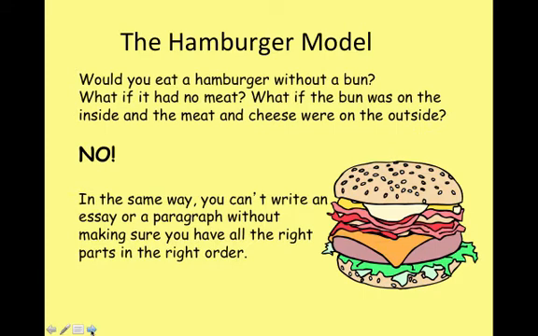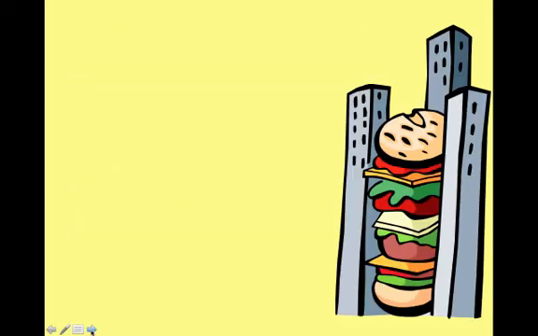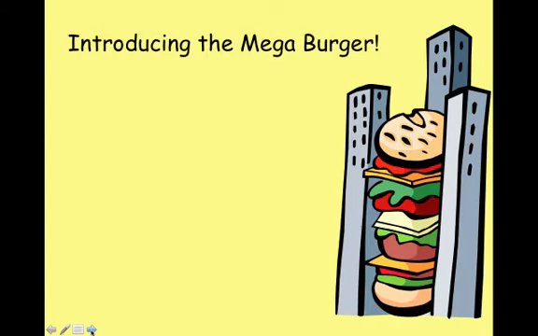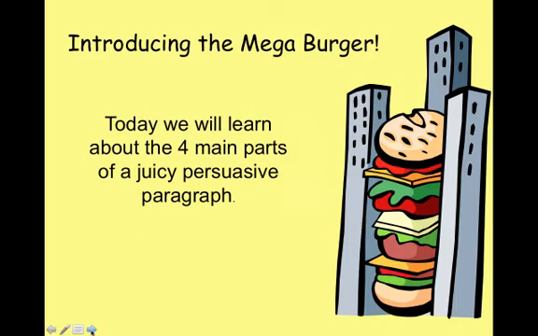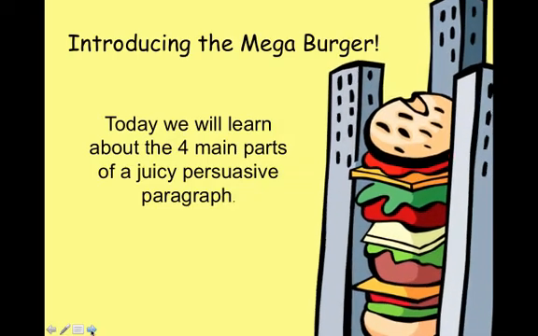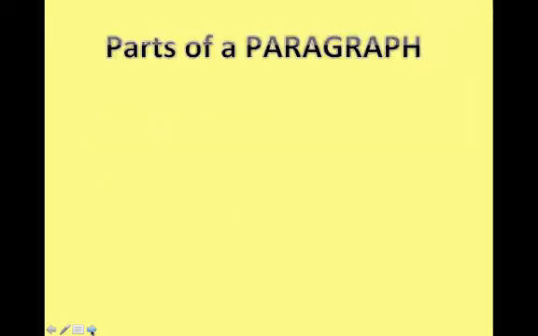Like if you go to Five Guys or Fuddruckers or whatever the great burger places are, you want to make sure your order is right. So you want to make sure your persuasive essay is in correct order and that it's right in the way it's supposed to be. So let's look at the different layers. So this is called the Mega Burger. It has everything in it. So there are four main parts of this juicy Mega Burger that has this persuasive paragraph. So let's look at the different parts.